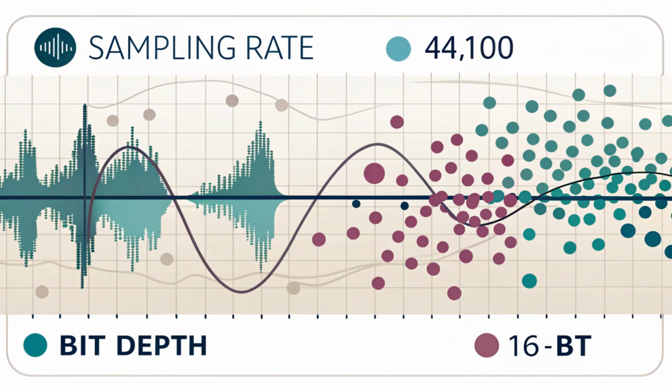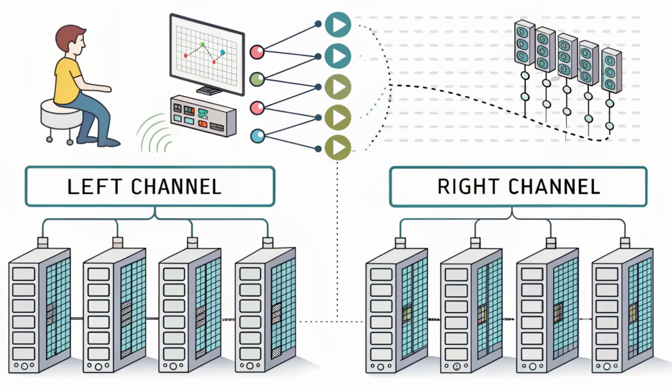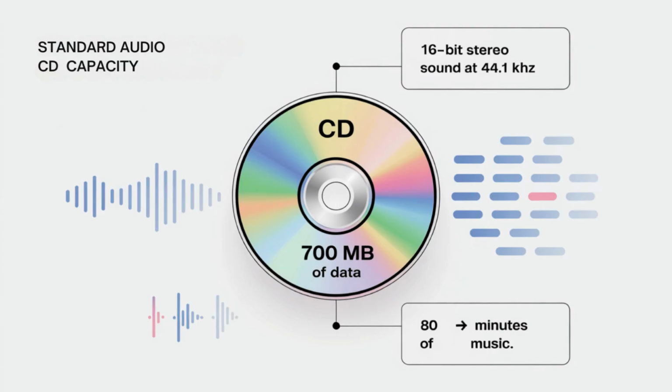16-bit allows for 65,536 possible loudness levels. For stereo sound, we store separate data for left and right channels, double the amount of data. This is why a standard audio CD with 16-bit stereo sound at 44.1 kHz can hold about 80 minutes of music on 700 megabytes of data.